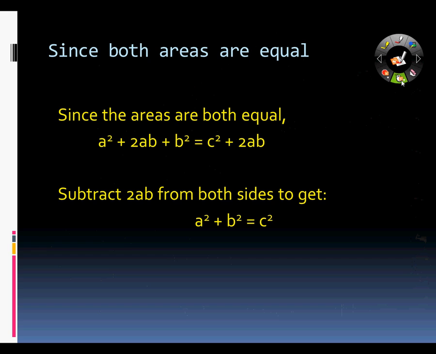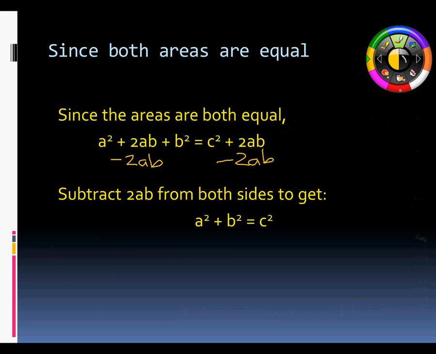When I set things equal to each other, I get the top expression, which is A squared plus 2AB plus B squared, is equal to the bottom one, which is C squared plus 2AB. Well, watch what happens here. If I subtract 2AB from both sides, remember this is legal because I'm just subtracting the same number from both sides of the equal sign. When I do that, 2AB cancels out, and I end up with A squared plus B squared equals C squared.